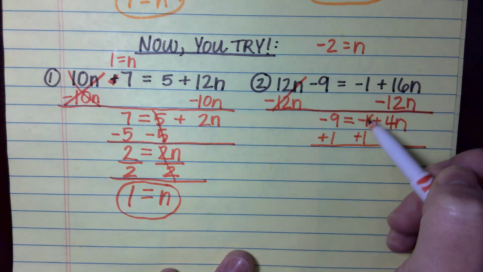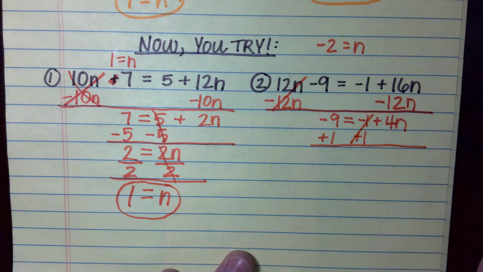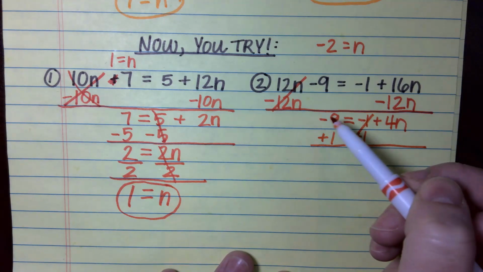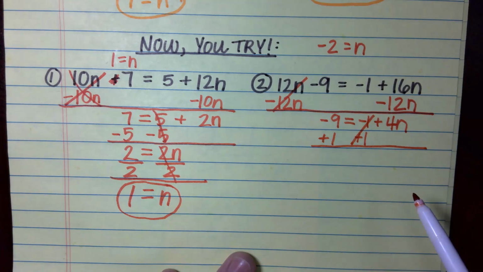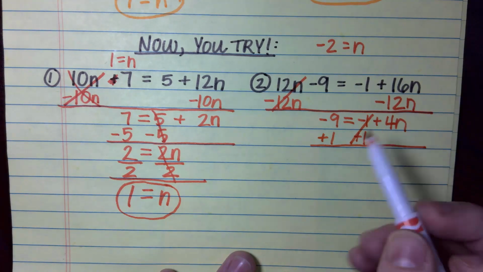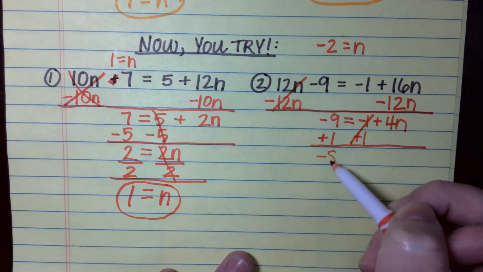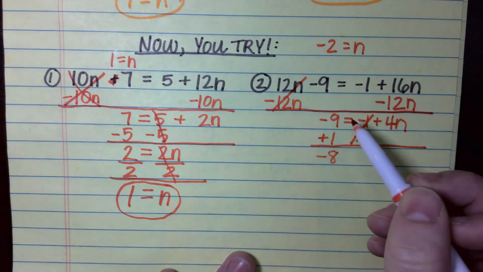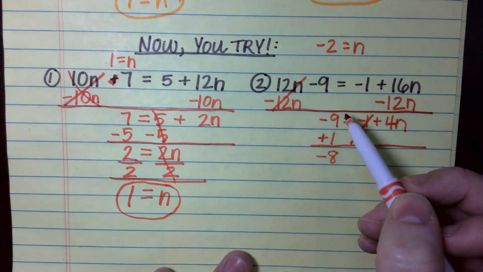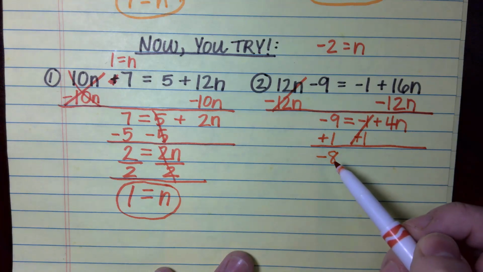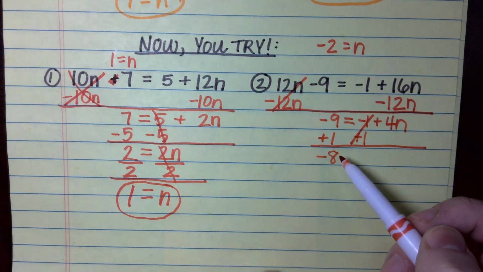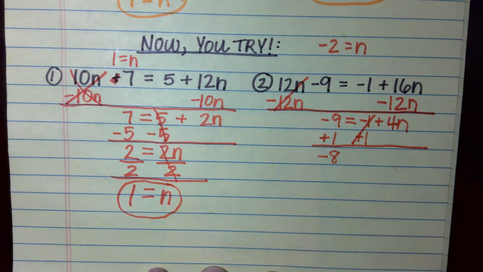Okay. My -1 and my +1 cancel. Now I have -9 plus 1. And that's going to give us -8. Calculator. Okay. Now, Rhonda, are you uncomfortable with -9 plus 1 making -8? We can talk about it. I'm okay with that. Let's talk about it. Okay, let's talk about it.